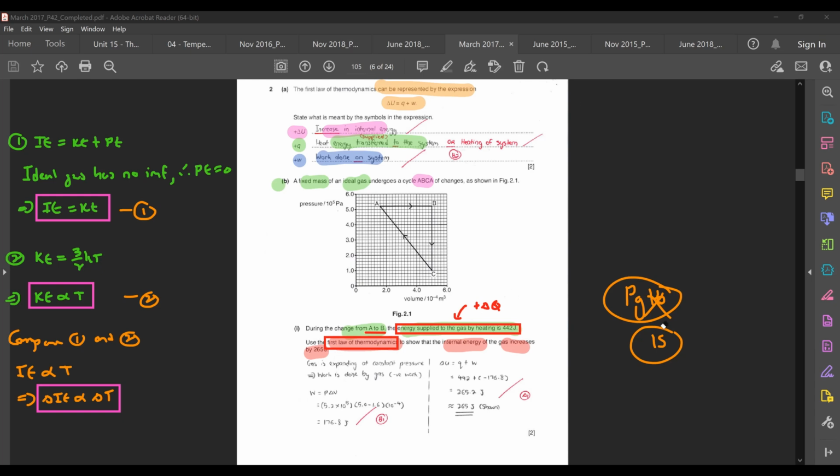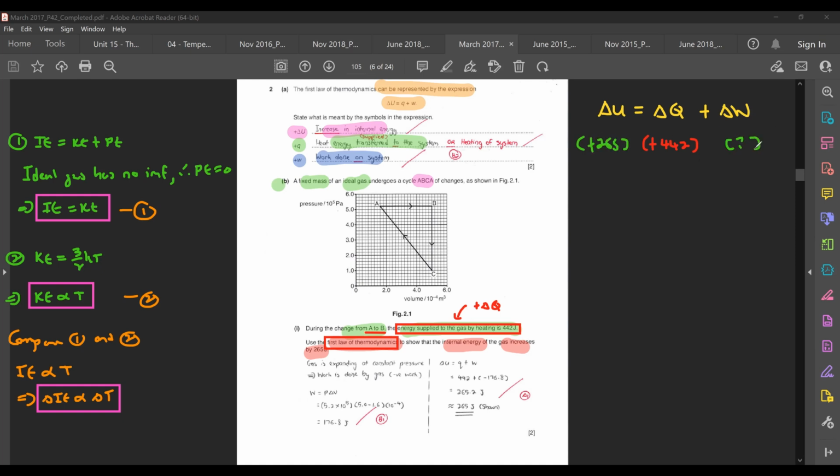So you need to find out the work done first, because when you're talking about the first law of thermodynamics, delta U is delta Q plus delta W. You already know that your heat supply is plus 442. You want to show that your internal energy increases by plus 265. You need to first find out what your work done is in order to prove this value.